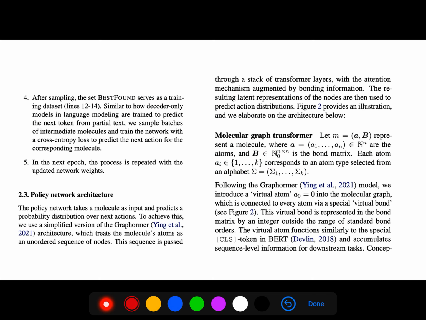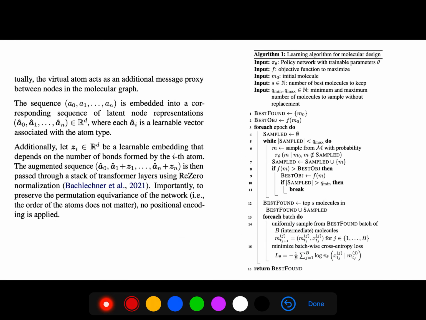So the policy network takes a molecule as input and predicts a probability distribution over next actions. And they used, as I said, a molecule graph transformer, because this graph neural network has many benefits, but it takes k layers to go from one node to another which is k hops away. But the graph transformer doesn't care. Of course, the computational complexity of the graph transformer is quadratic. So there are always pros and cons in using GNN versus graph transformer.